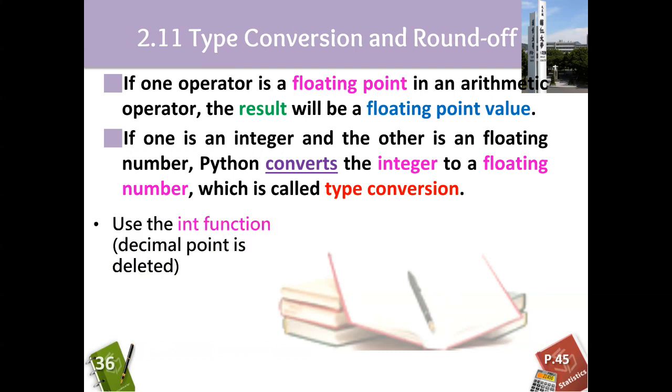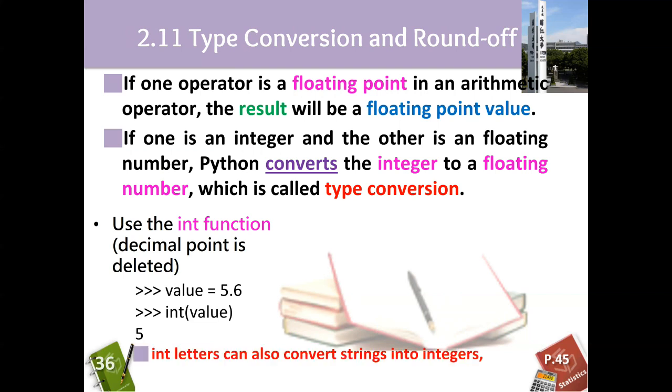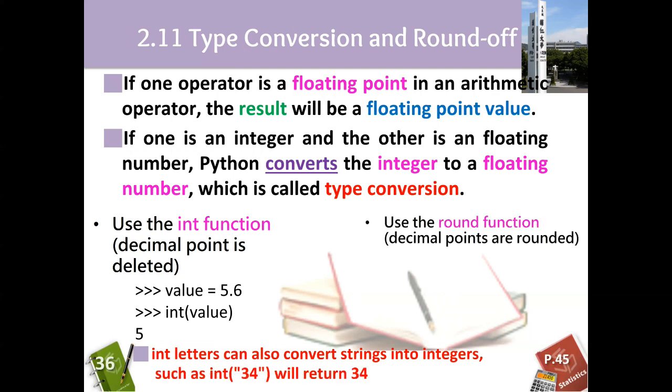So use the int function, just like what I said. The decimal point will be deleted. So the value 5.6 will equal 5, right? And the int function can also convert strings into integers, such as 34 will return the real 34.